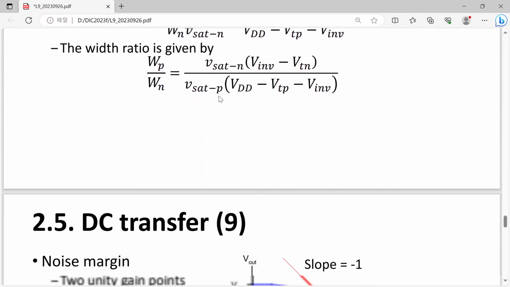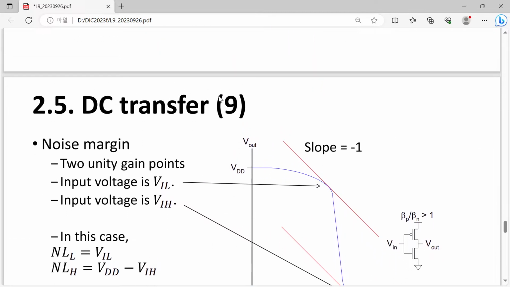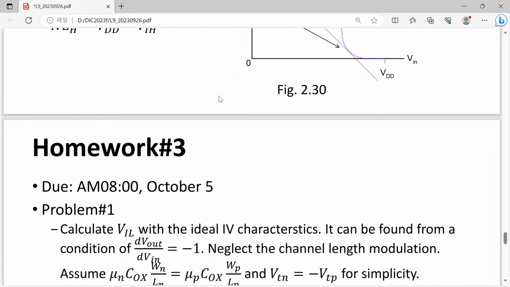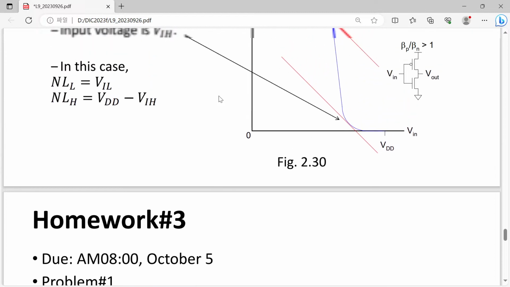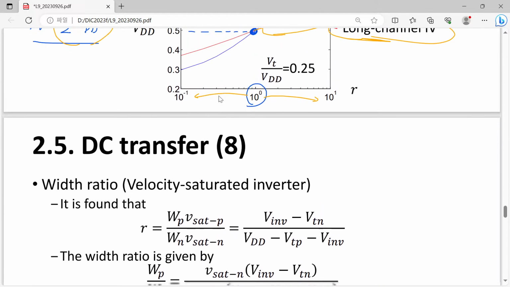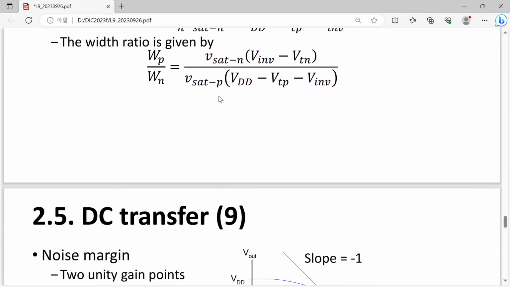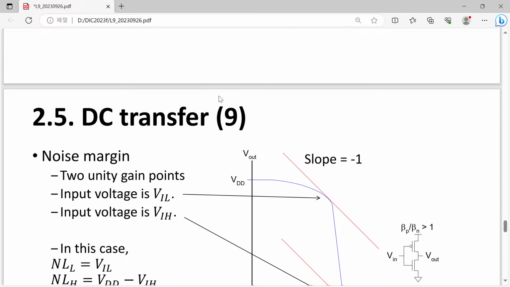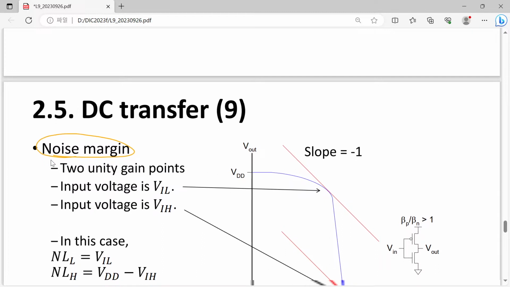I have introduced homework number 3, but still we have not covered this one. So let's wrap up today's lecture at this point, and next, not this Thursday, but next Thursday, we will continue our discussion on the noise margin. After that, we will move to the delay of our logic gate.